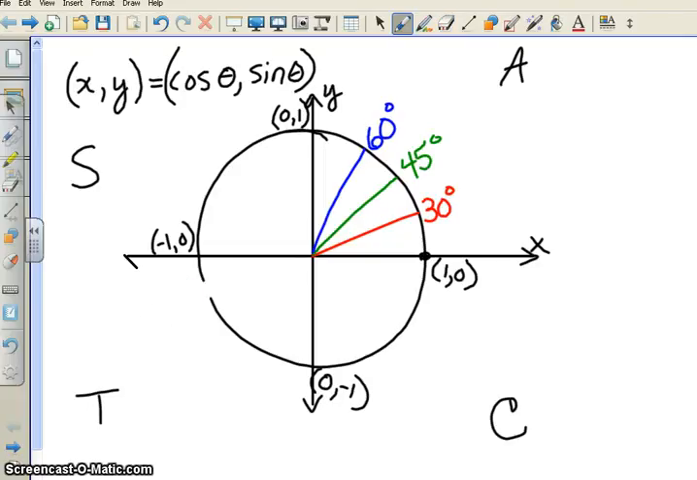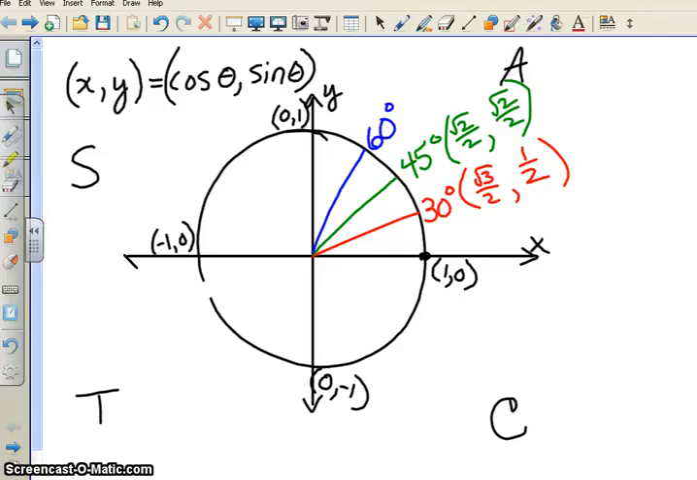Now let's do our special reference angles, 30, 45, and 60. 45 is an easy one to remember. That's radical 2 over 2 is the cos, and radical 2 over 2 is the sine. Now at 30 degrees, I always remember that the sin of 30 is a half, which means my cos has to be the radical 3 over 2 number. And then 60 degrees is just the flip-flop of that. Cos of 60 is 1/2, and sin of 60 is radical 3 over 2.